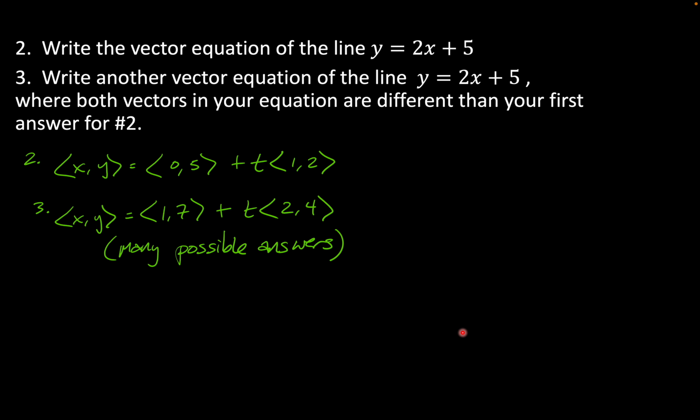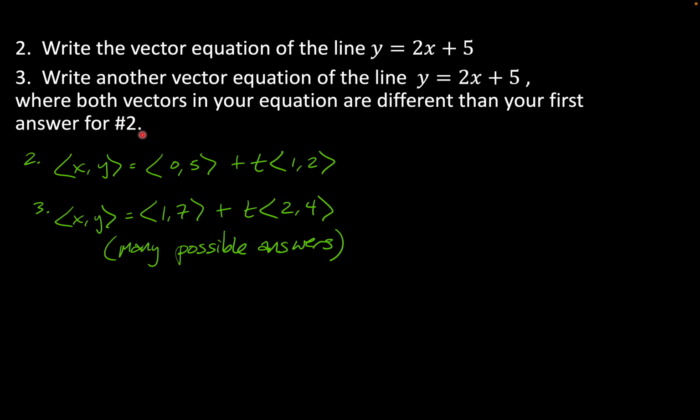In question 2, we are asked to find the vector equation of the line y equals 2x plus 5. Notice that this 2 represents the slope of that line. So for rise 2, we get run 1. The way I can write this equation is to choose any point on that line. For example, that could be my y-intercept, (0, 5).